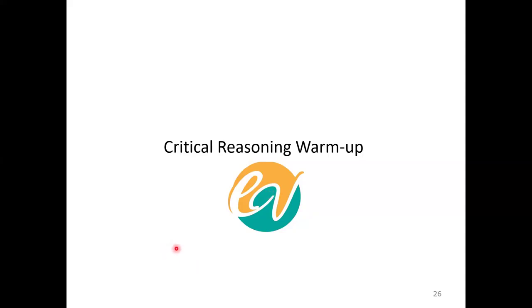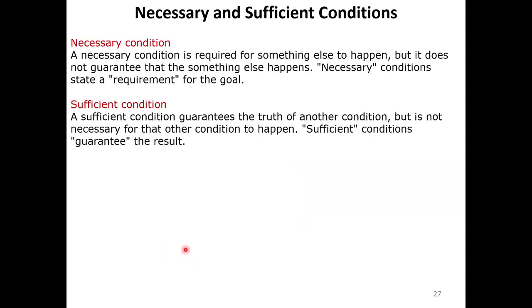So what we'll do, guys, is start with the very important distinction between necessary and sufficient conditions. What's a necessary condition? A necessary condition is required for something else to happen, but it does not guarantee that something else happens. In other words, necessary conditions state a requirement for a goal.